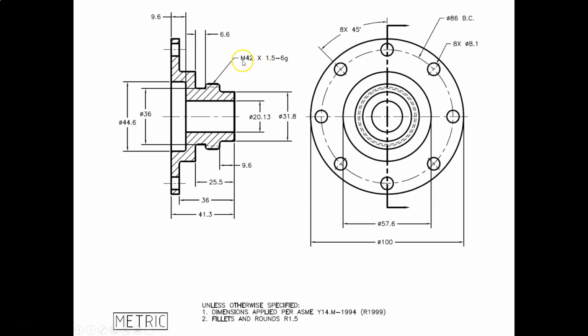What that basically means is that it's a metric thread, 42 millimeters in diameter, and it has a pitch of 1.5 millimeters. So the distance between each thread is 1.5 millimeters. And the 6G is just the tolerance on that thread. All right, that's not really important. Again, right now we'll cover threads in a couple of modules, I think.